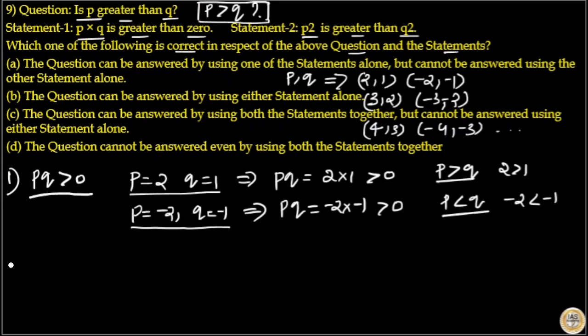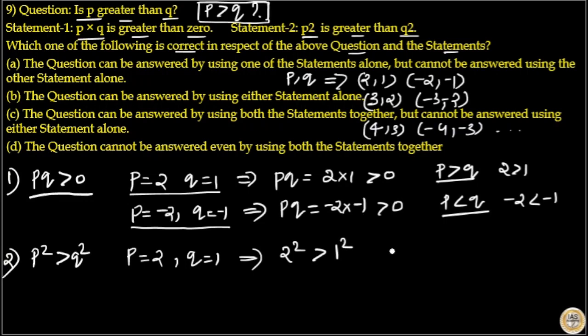So let's take the second statement, that is P square greater than Q square. Here you can see if I put a value of P as 2 and Q as 1, you can see P square, that is 2 square, is greater than Q square, that is 1 square. Here you can see P is 2, Q is 1, that is P is greater than Q.